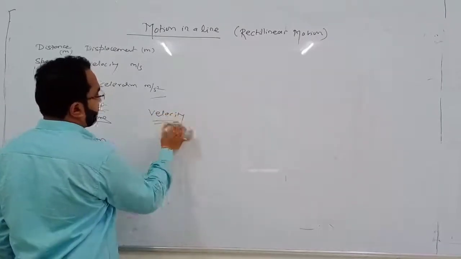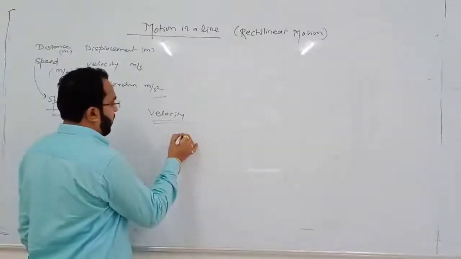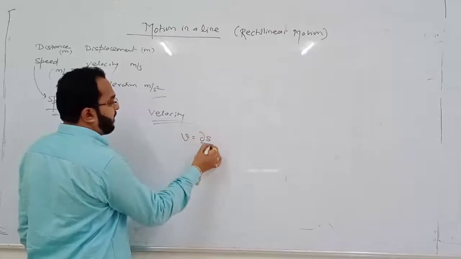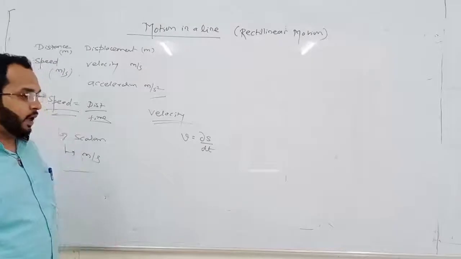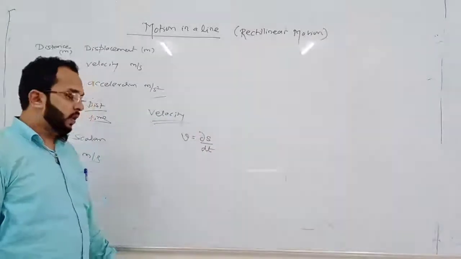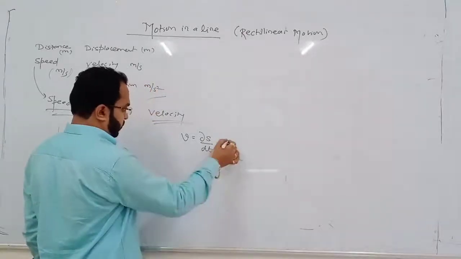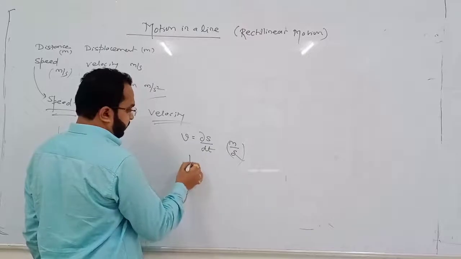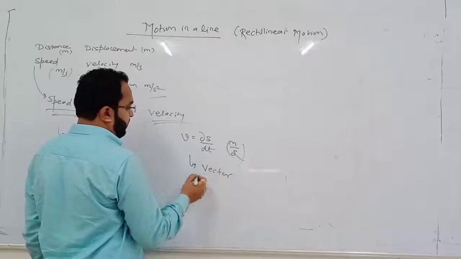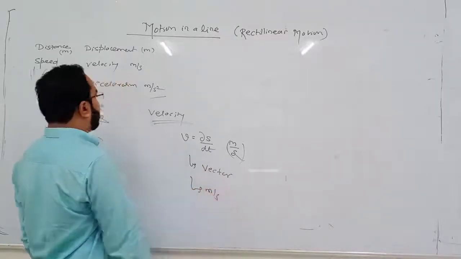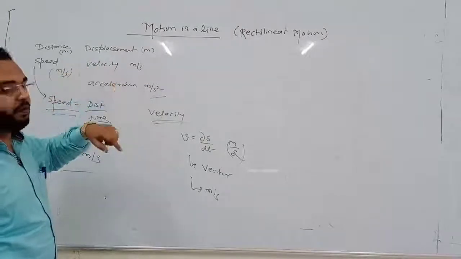What is velocity? Velocity is the rate of change of displacement with respect to time. Displacement, symbol S. Displacement is in meters, time is in seconds. So it will be meter per second. Again it is a vector quantity. Unit is meter per second. Units are same. So distance meter, displacement meter, speed meter per second, velocity meter per second.